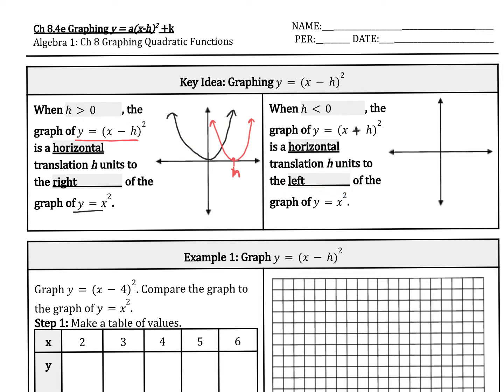So our parent graph always starts from (0, 0) and follows the pattern. If it is x plus h, it moves h units to the left, so it's going to move 1, 2, 3 units to the left side, and that's going to be your new graph. Just remember, the horizontal transformation is opposite. When h is greater than 0, if it is x minus h, it moves h units to the right. If it is x plus h, it moves h units to the left.